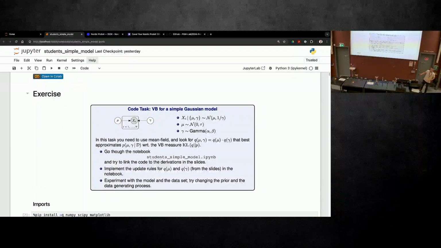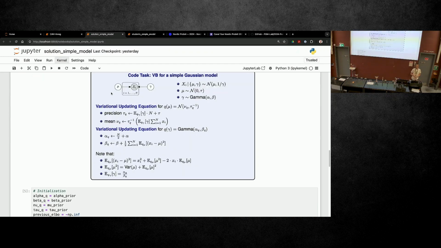So this is the setup for now. We have a small exercise session where you can play around with this and try to get a feel for these updating rules and how they actually behave in the code. I can't quite recall how many minutes we set aside, but maybe 10, 15 minutes.